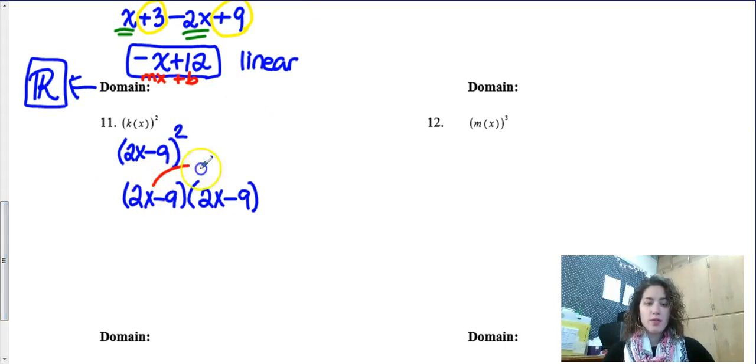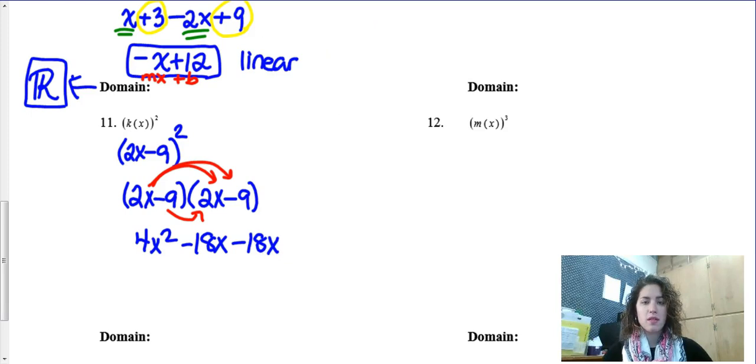So let's use our arrows. 2x times 2x is a 4x squared. 2x times a negative 9 is a negative 18x. Now let's send in negative 9. Negative 9 times 2x is another negative 18x. And then last but not least, negative 9 times negative 9 is a positive 81.